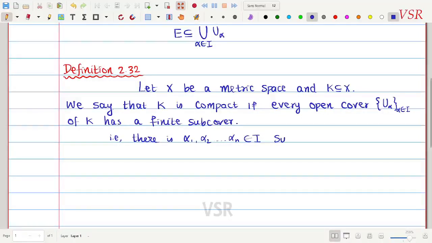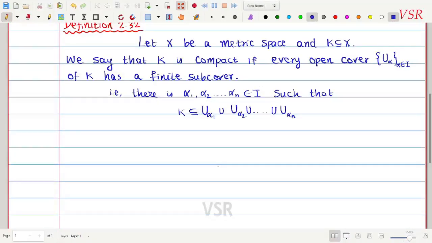such that what I will have, this capital K, the set is subset of union U of alpha 1 union U of alpha 2 union dot dot dot union U of alpha n. Okay, that is every open cover has a finite subcover. This is the definition of a compact set. A set K is said to be compact if every open cover has a finite subcover.